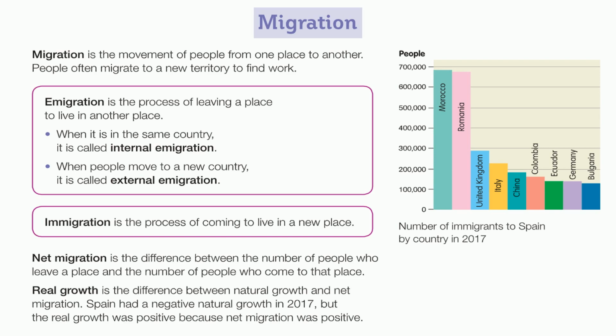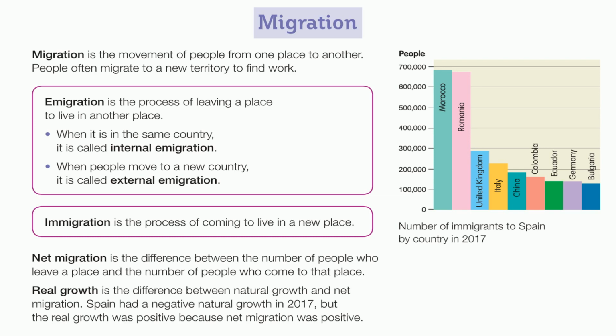Emigration is the process of leaving a place to live in another place. When it is in the same country, it is called internal emigration. When people move to a new country, it is called external emigration. Immigration is the process of coming to live in a new place.